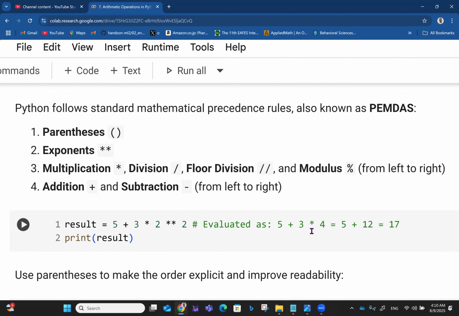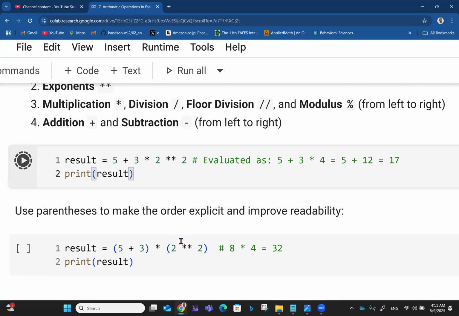So you have 5 plus 3 times 4. Okay. Next, you deal with multiplication. So only multiplication is here at the third level. So 3 times 4 is 12. So 5 plus 12 is 17. So if you print the result of this now, you get 17 pretty easily, right? So that gives us 17.